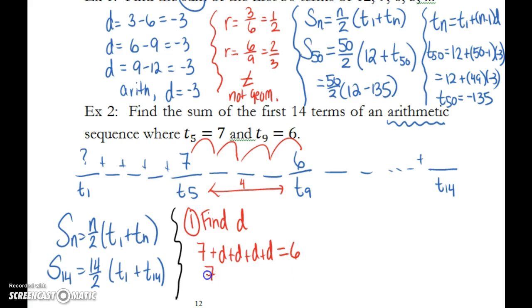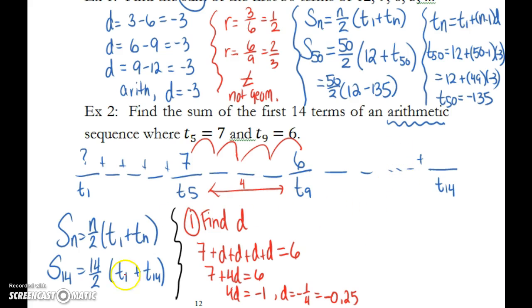And we can solve this equation. 7 plus 4D equals 6. 4D equals -1, or D equals -1/4, or -0.25. Which means basically we're subtracting 0.25 as we move towards the right.